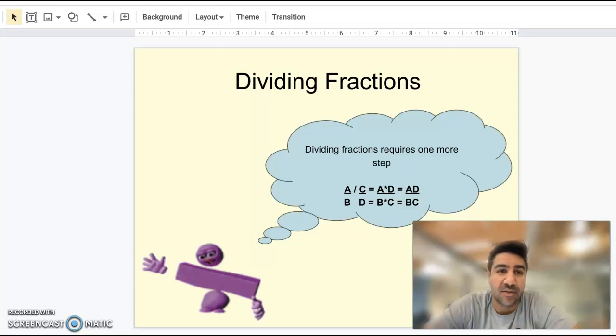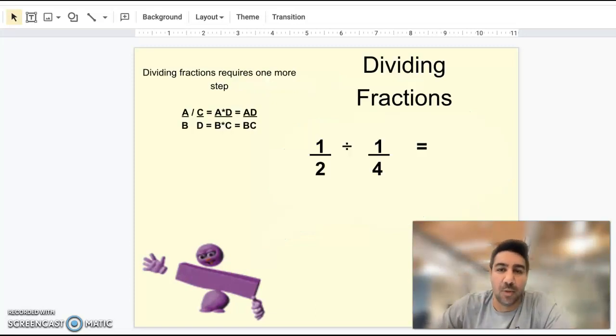All right, so now let's talk about dividing fractions. As you can see from the rules here, if you have a over b and you're dividing it by c over d, you're just going to set it up as a times d over b times c, which you'll see me doing a lot. We're just cross multiplying. So let's go ahead and try this out and see what it looks like.